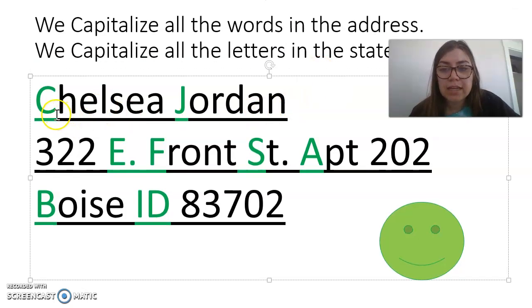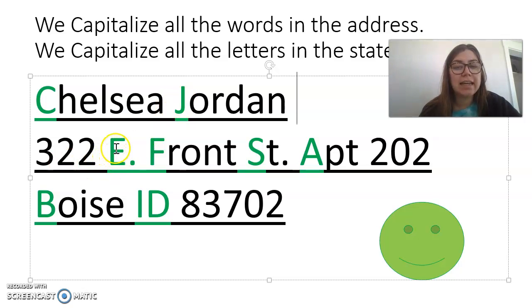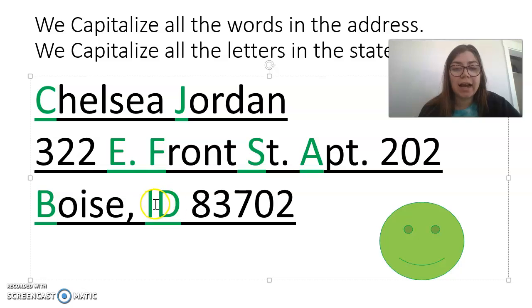So when we write names, always when we write names, not just an address, we have to capitalize the first letter of the name. So C and J should be capitalized. The other thing is any word, the beginning of a word in an address should be capital. So E needs to be capital, F needs to be capital, S needs to be capital, A needs to be capital. Oh, and we missed a period. And then B needs to be capital. We missed a comma. And ID needs to be every letter in Idaho. The state needs to be big, not just the first one, the two letters. ID needs to be capital.